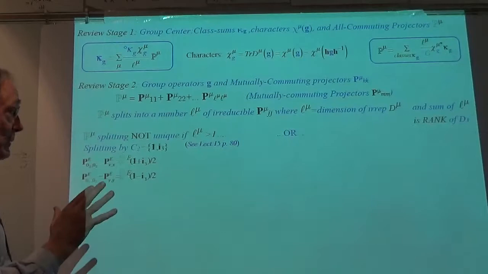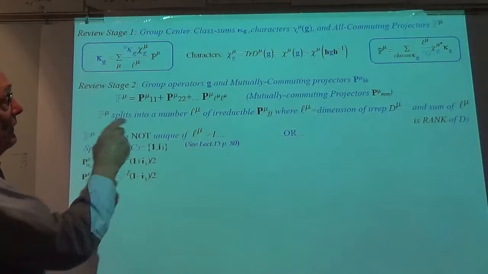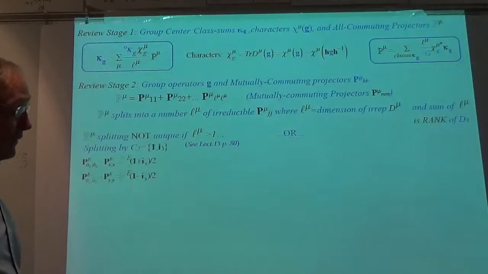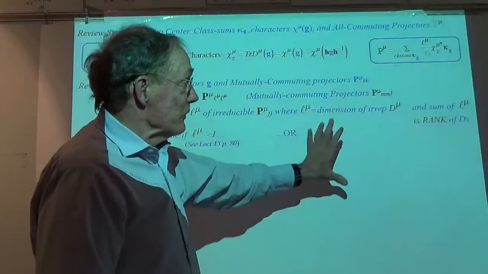They're mutually commuting, so we can diagonalize anything associated with them. And the A1 and the A2 are also in that. So that's our rank 4 for this group accounted for. We don't have to do any more splitting. We just have to do the details of the splitting. And the OR here stands for another way to split.